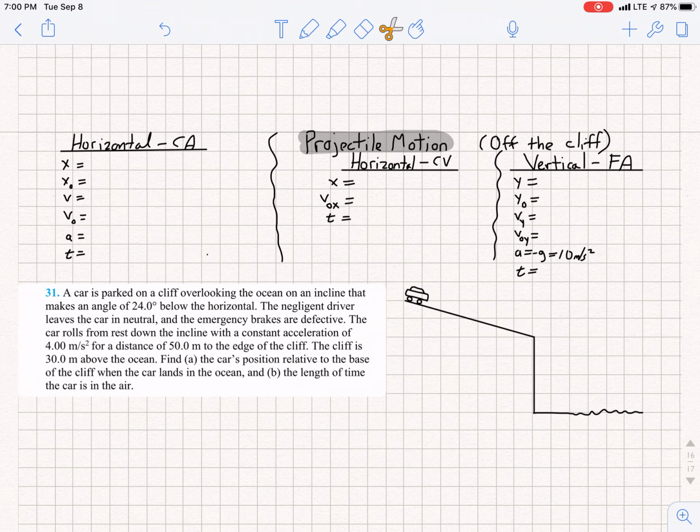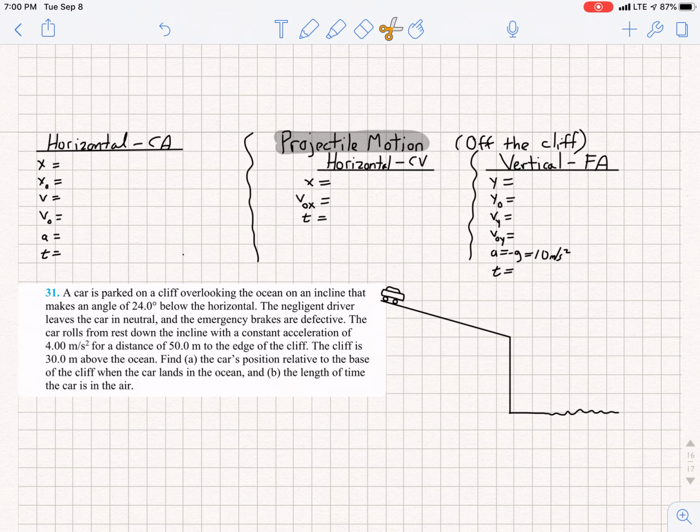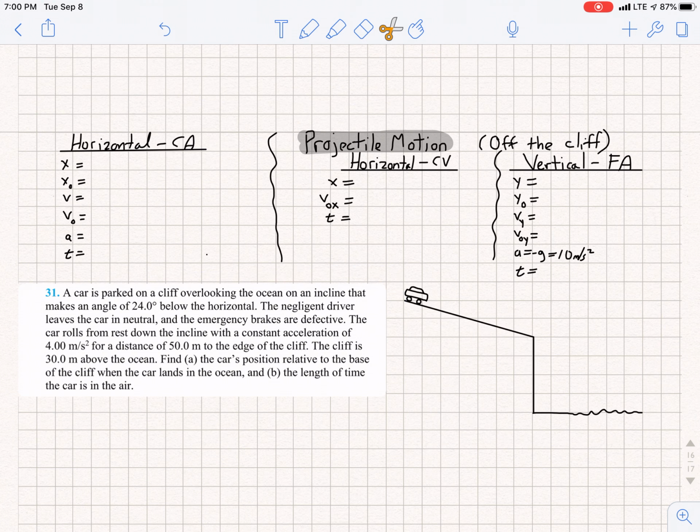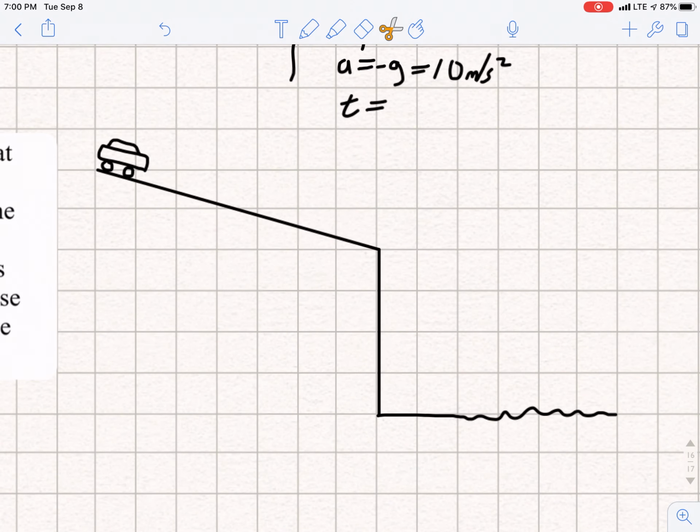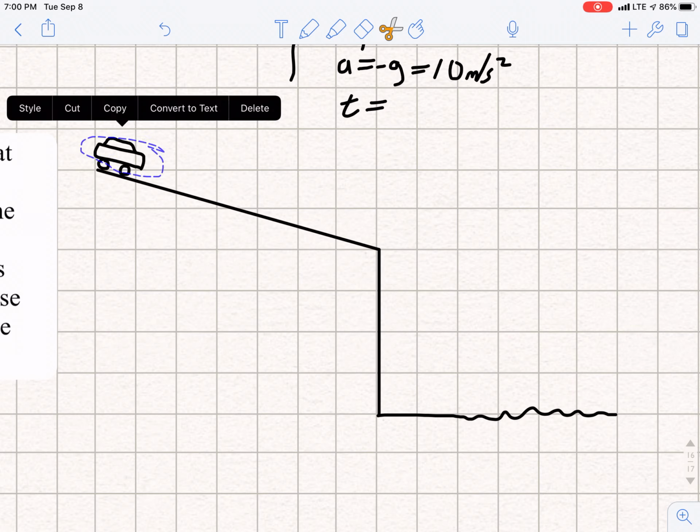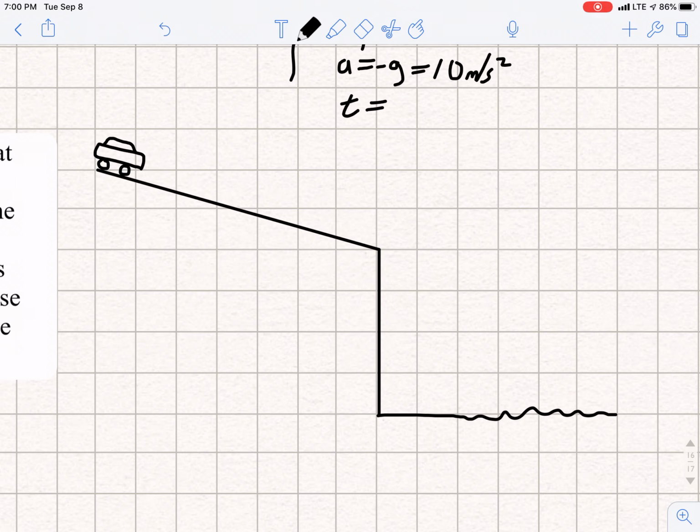Together, it might look like this. Looking at the picture, we can see that we have a car parked on an incline, making an angle of 24 degrees below the horizontal. And what's basically going to happen is the car is going to speed up and then just go splash right off the edge. And so you're making a first part, segment 1, this is constant acceleration, horizontal constant acceleration.